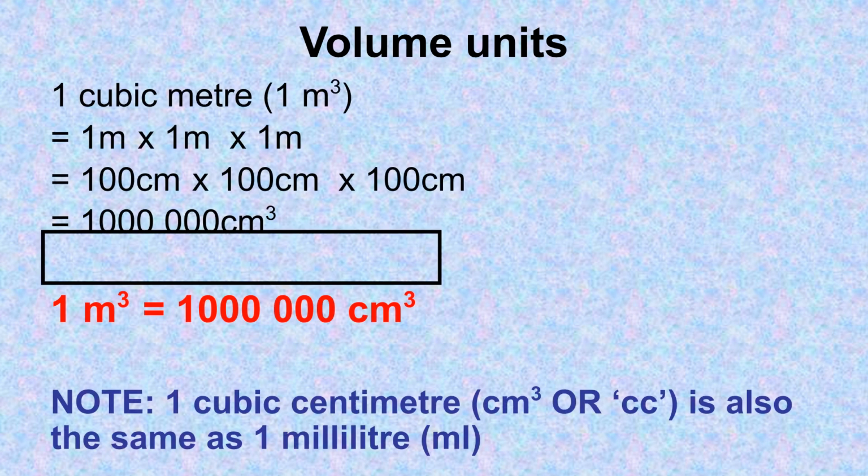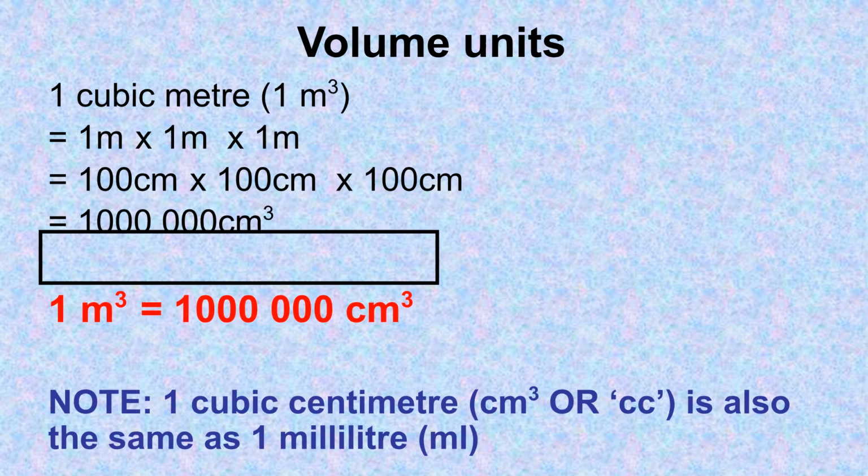Volume units are important for calculations. 1 cubic meter is equivalent to 1 million cubic centimeters. Also, 1 cubic centimeter, or cc, is the same as 1 milliliter.